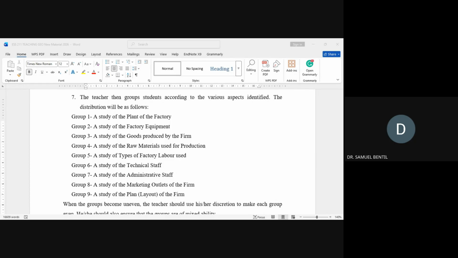So we said the teacher then groups students according to the various aspects identified. Each group should then assign tasks to each student in the group, and these assignments should be tabulated on a field work assignment card. So that means that individuals within the group must also be tasked. Then after assigning each student a task, there is a discussion on what instruments, materials, and equipment will be needed for undertaking this study. All these things are done before the field work activity.